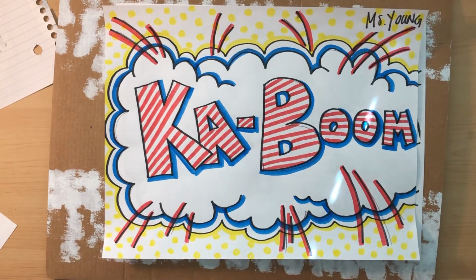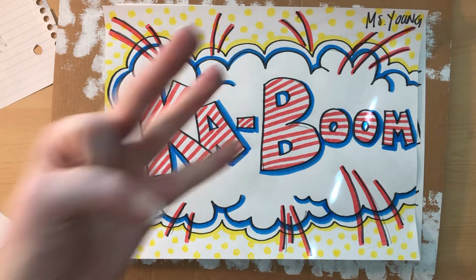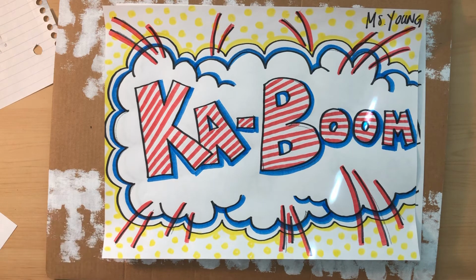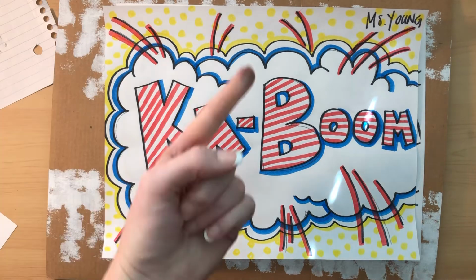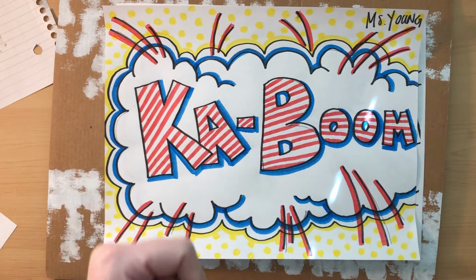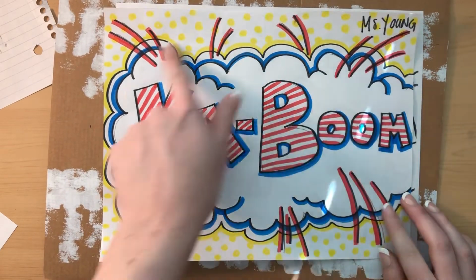Now, a couple of things you'll notice. You'll notice I used 3 colors. I used our primary colors. Primary colors were very, very popular with pop art. A lot of pop art artists used primary colors: red, blue, and yellow. So you'll notice I used those colors.